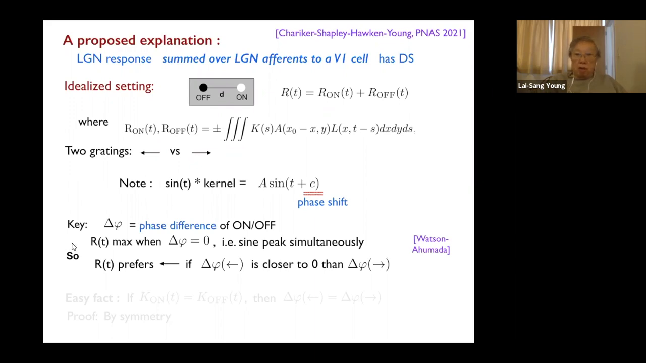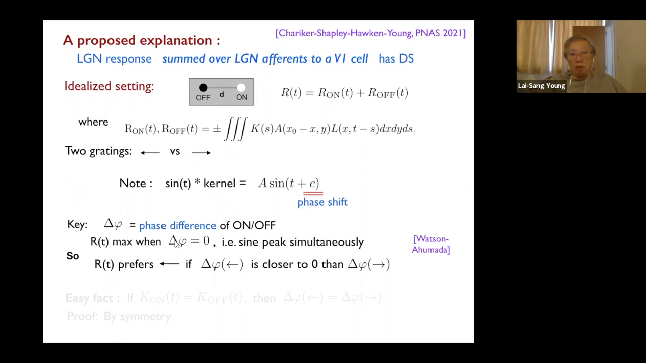Okay, so here's the key to the whole thing. I want to look at the phase difference of the on cell and the off cell. There's a phase difference because when the signal is coming, it gets here first before it goes here. And I want to use this convention because on and off are opposite, I have to declare what I mean by zero. Let's say that the phase difference is zero when the sine functions max at the same point.